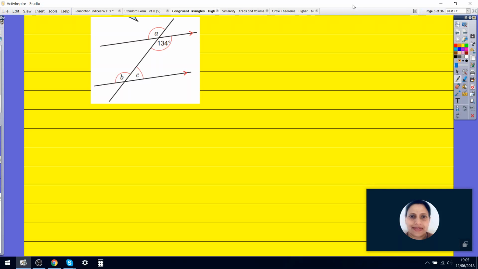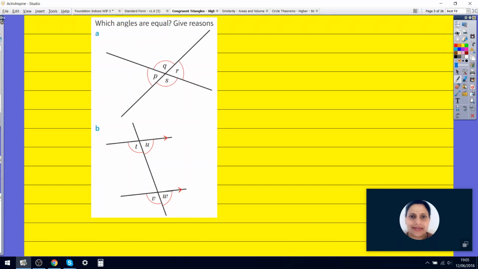So I thought we could do congruent triangles, like proving that two triangles are congruent. Okay, that's good. Let's try this one. What are the angles A, B, and C? Let's draw that very quick.